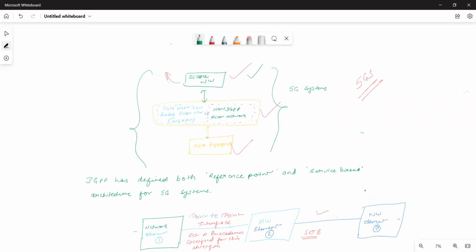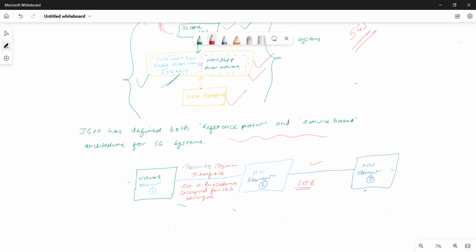And application servers. So the 5G access network can be of two types. First one is your 3GPP next generation radio access network, that is your NG-RAN, and the second one is your non-3GPP access network, right? So 3GPP has defined both the architectures, your reference point architecture and service-based architecture.